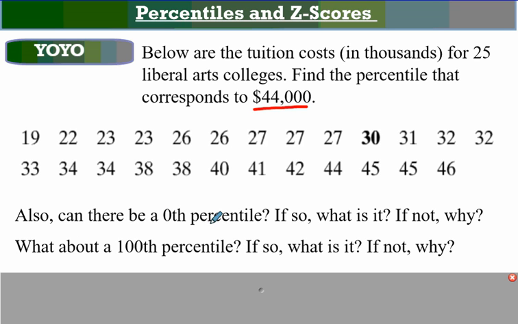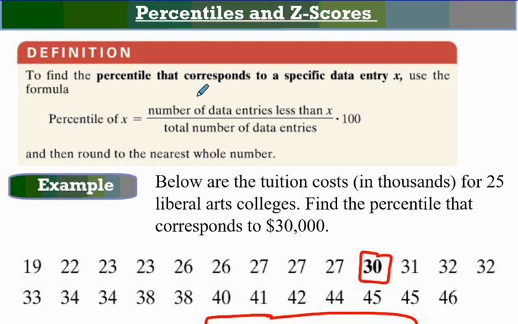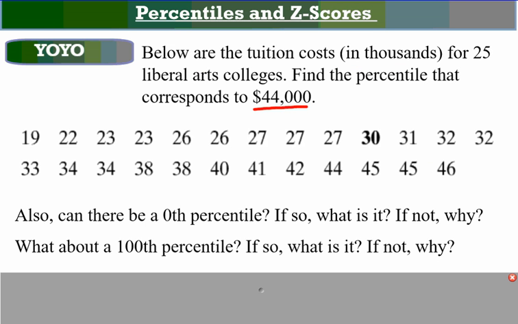Can there be a 0th percentile? If you go back to the definition, the number of data entries less than that value divided by the total times 100, can there be a 0th percentile? If so, what is it? If not, why? Can there be a 100th percentile? If so, what is it? If not, why? So can you use the basic formula to find the percentile corresponding to 44,000 and then try those two questions. Pause the video now before I go through them.